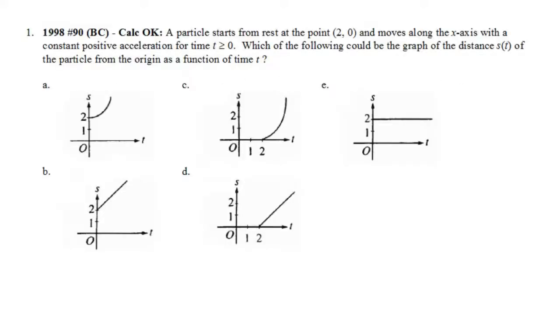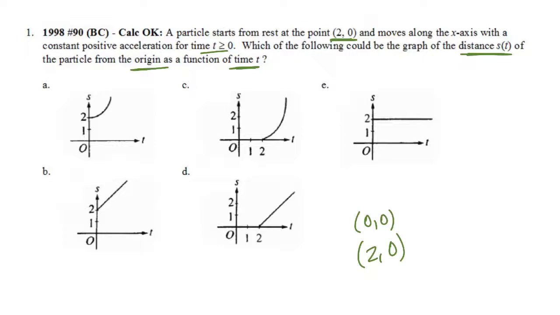Okay, in number 1, we are told that a particle is starting from rest at the point (2, 0), and it is moving along the x-axis with a constant positive acceleration. Which of the following could be the graph of the distance s(t) of the particle from the origin as a function of time t? So if we're starting at the origin, the particle has moved over to (2, 0).